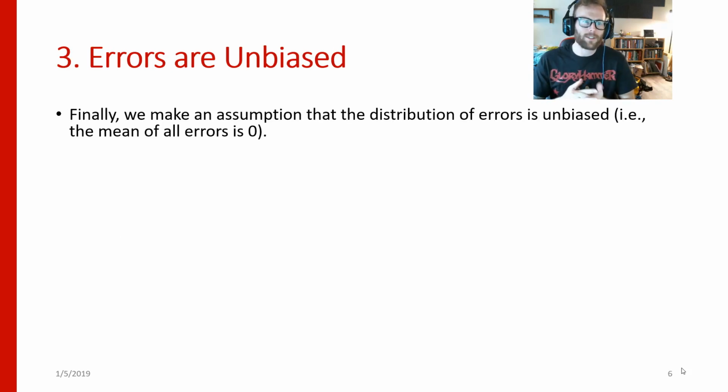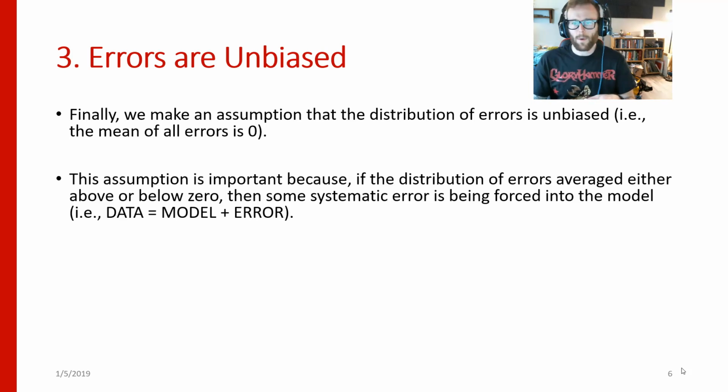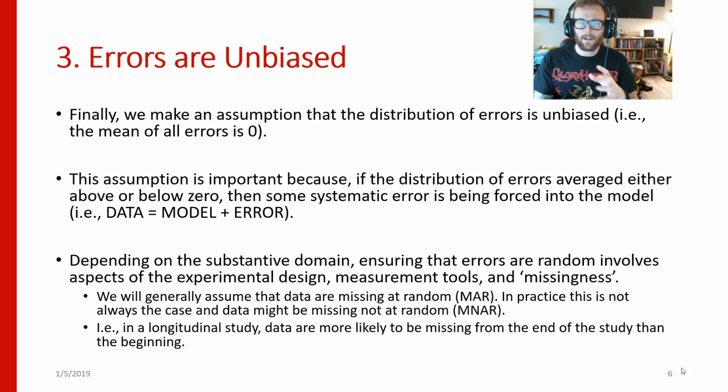And finally, we make an assumption that our errors are unbiased. And so this means that the mean of all of our errors is 0. This assumption is important because if the distribution of errors averaged either above or below 0, let's say the sum of my deviations wound up being negative, or the sum of my deviations wound up being positive, then some systematic error is actually being forced into our model. And so that can cause a problem. Now, depending on the domain in which you work, ensuring that your errors are random and are going to sum to 0 involves different aspects of the experimental design, the measurement tool, and addressing missingness.